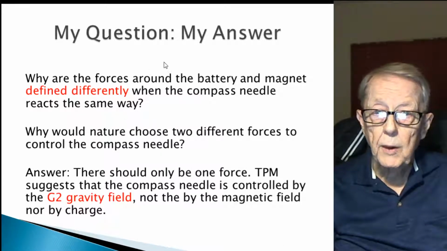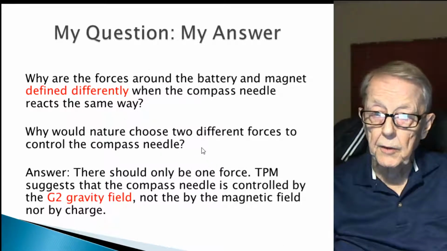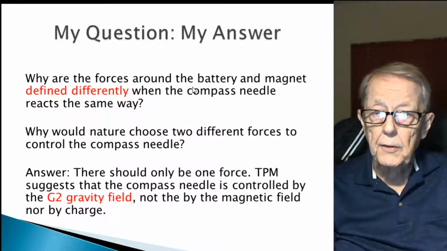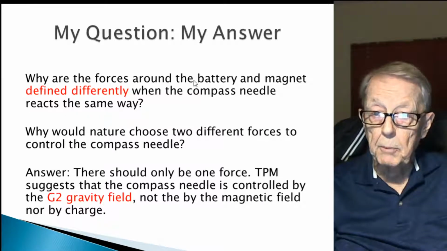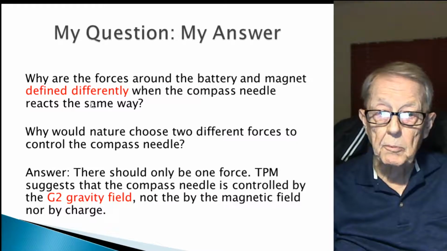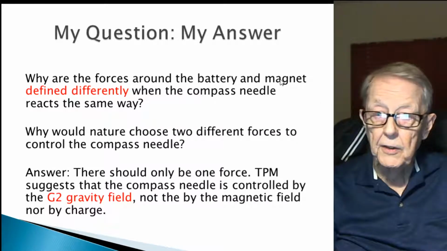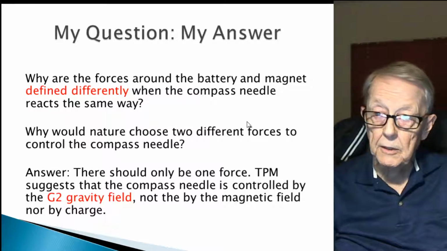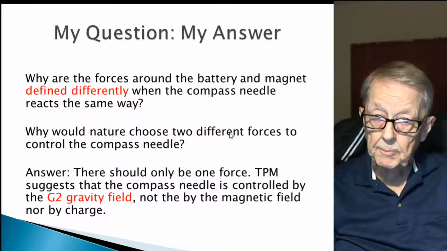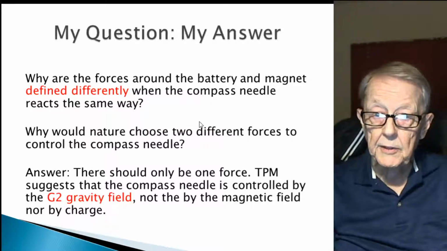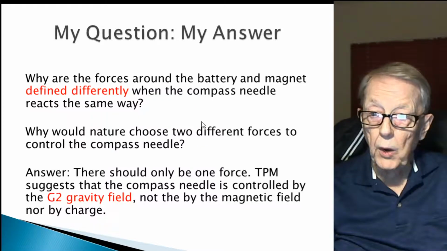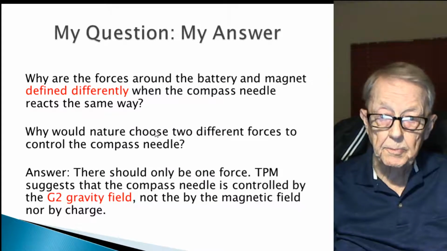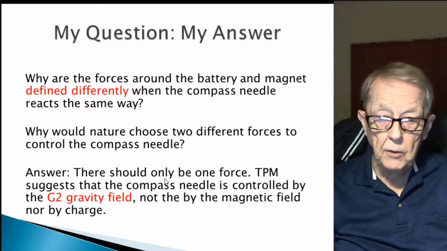Okay, my question of the previous video was this: why are the forces around the battery and the magnet defined differently when the compass needle reacts the same way? Around the battery, it's charge. Around the magnet, it's a magnetic field. And yet the compass needle's responding in a similar way. And it would seem that nature shouldn't have to have two different ways of controlling that needle. Why would it choose two different forces?